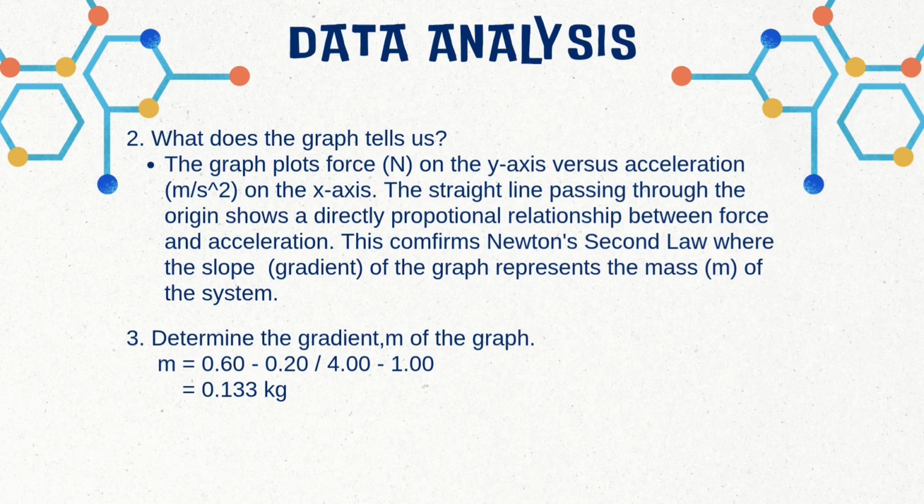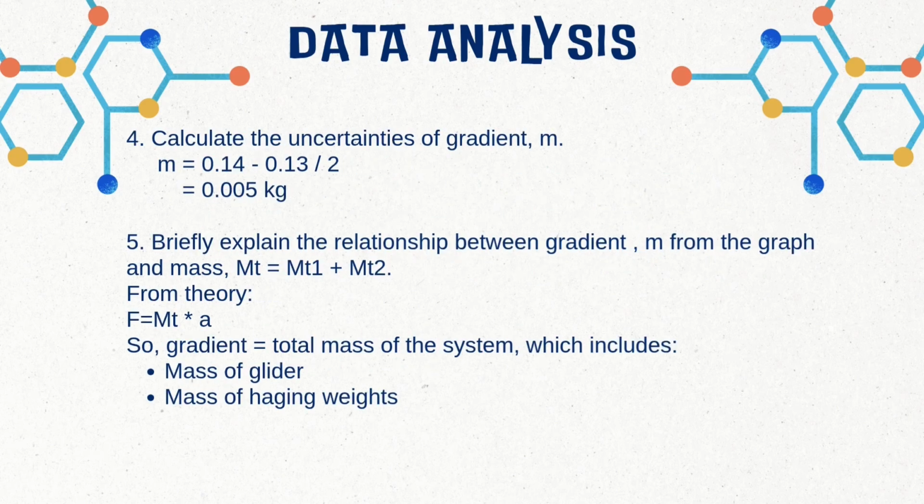Question number 3, determine the gradient m of the graph. The answer is 0.133 kilogram. Question number 4, calculate the uncertainties of gradient m. The answer is 0.005 kilogram.